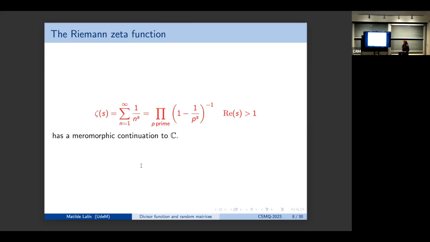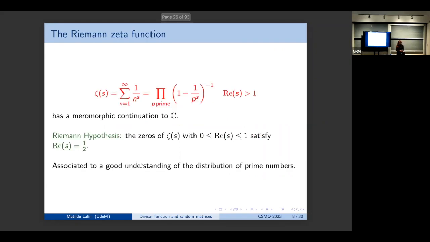This sum can also be written as an infinite product going over the primes. And this identity, you essentially prove it by looking at factorization. So it's essentially the fundamental theorem of arithmetic, okay? The fact that there is unique factorization. It's a very beautiful thing.